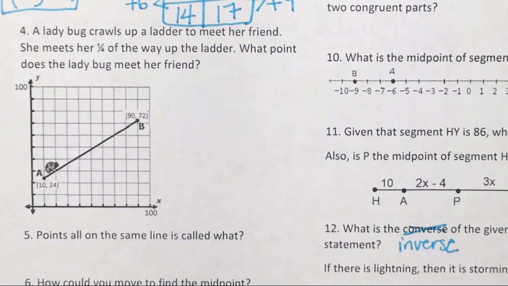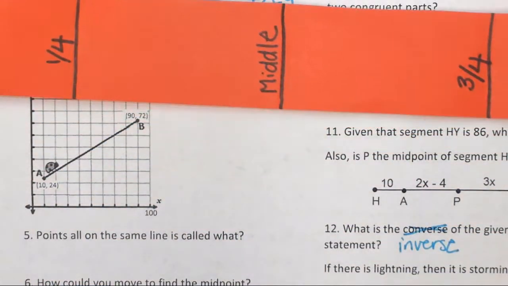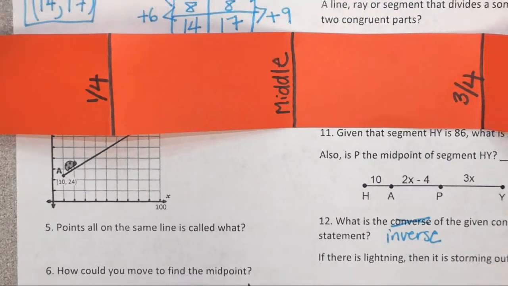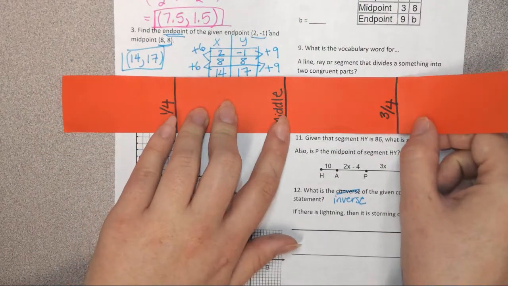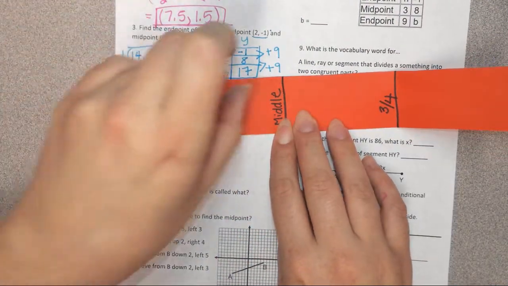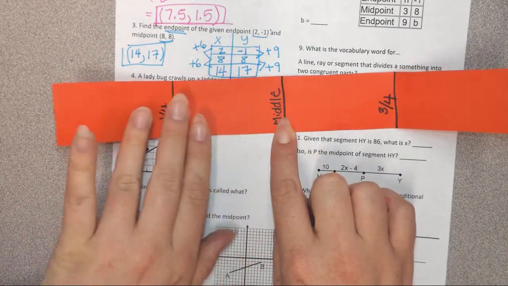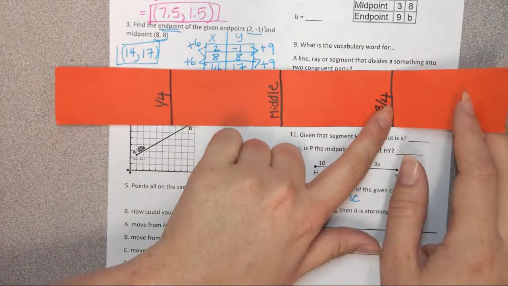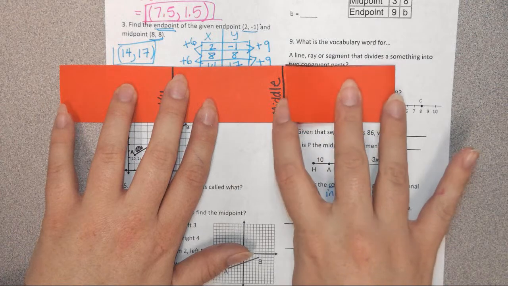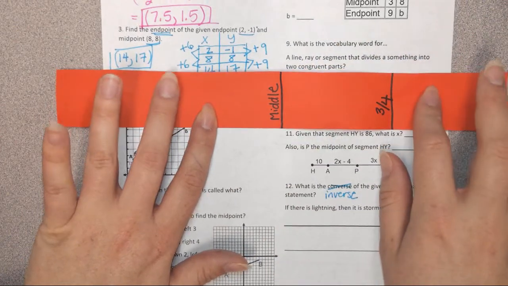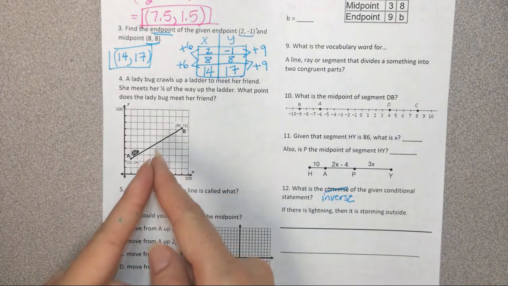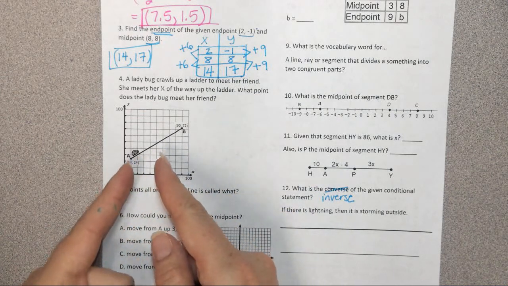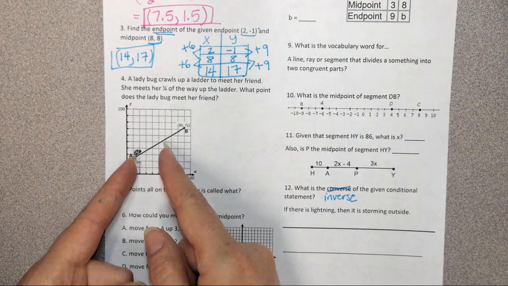One of the things that we learned in class this week was that if you're dividing something into fourths, you divide it in half to get your middle. The 1/4 point is half of the first half of the segment, and the 3/4 point is half of the second half of the segment. So if I want to find the 1/4 point here, I need to find my midpoint and then find the middle between A and the midpoint.